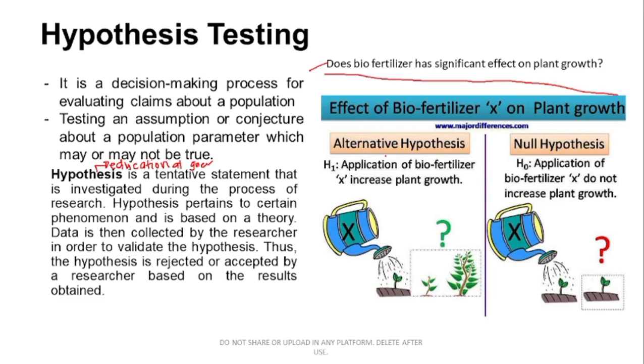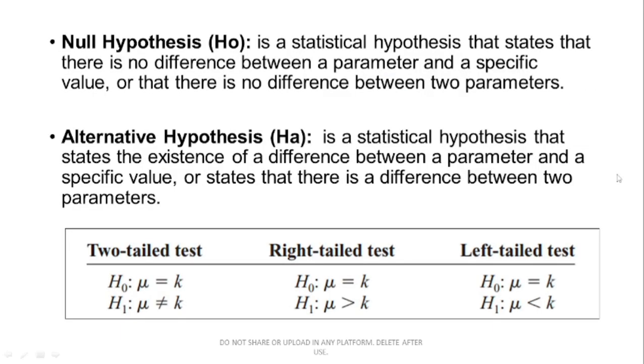So what is this alternative hypothesis? Paano natin i-state muna yung alternative hypothesis when we will state it this way. So our alternative hypothesis will be: application of biofertilizer X increases plant growth. Kapag naman null hypothesis: application of biofertilizer X does not increase plant growth. So ano ngayon ang ibig sabihin ng alternative and null hypothesis natin?